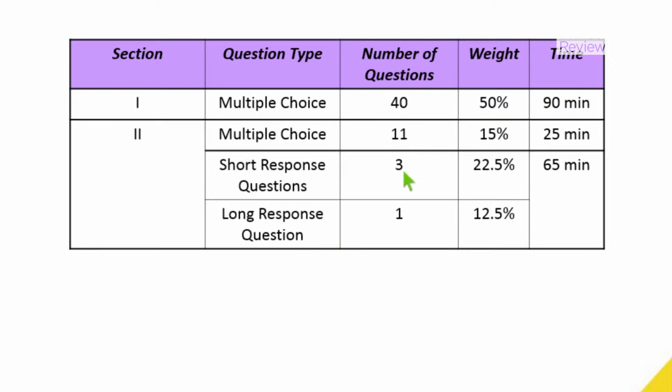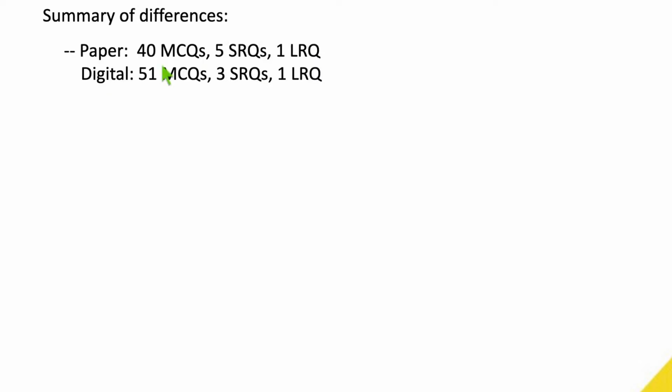So your short response questions are worth the same grade as each other. And the multiple choice, you have 11 more multiple choice for 25 minutes. Okay, so salient differences between the tests is that on the paper, you have 40 multiple choice, on the digital 51. You have more short response questions on the paper, fewer short response questions on the digital, and the long response is about the same.